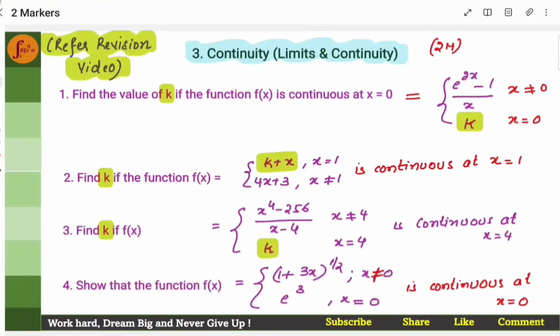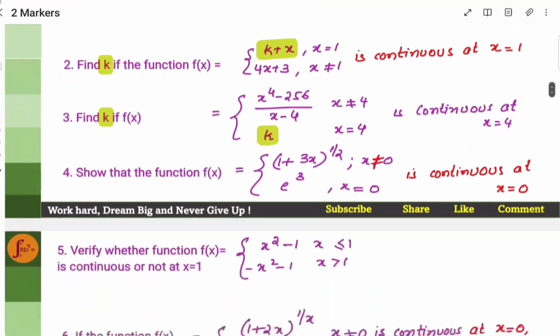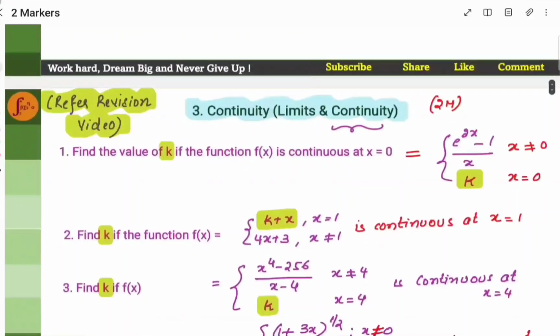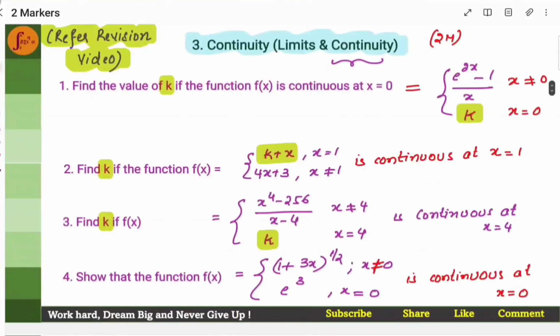Limits and continuity. Let's focus on continuity, right? In continuity, you have 6 to 7 problems in the exercise. Solve all the problems, right? Solve all the problems. I've given some problems here, right? But it's worth solving all the problems.